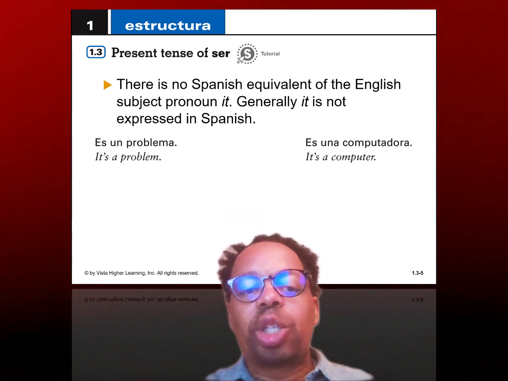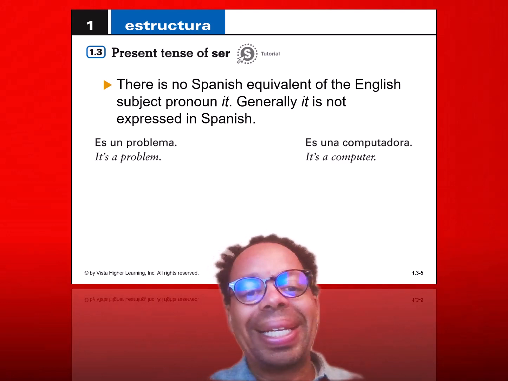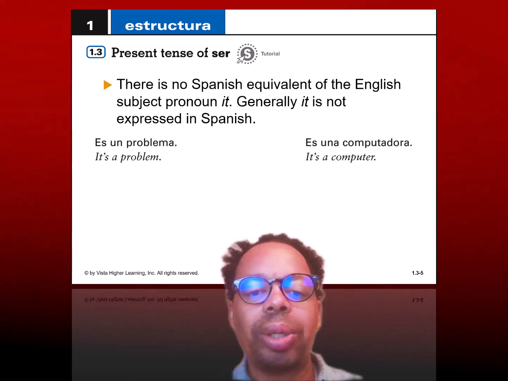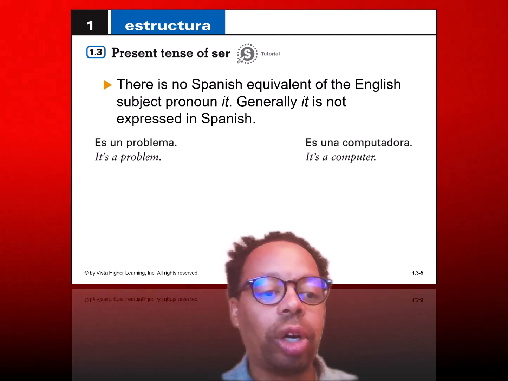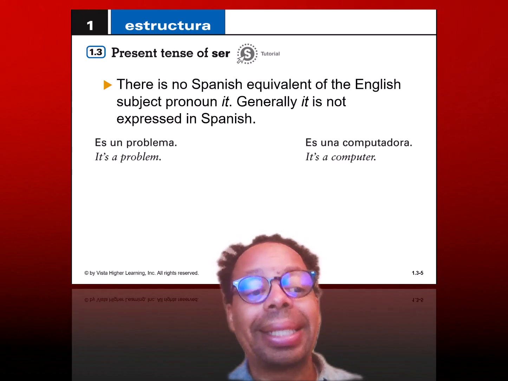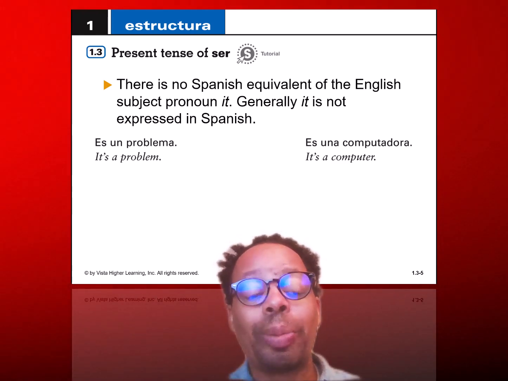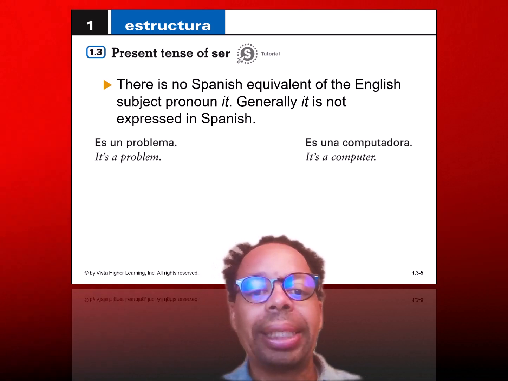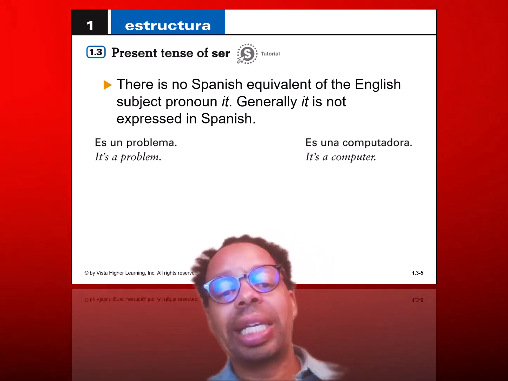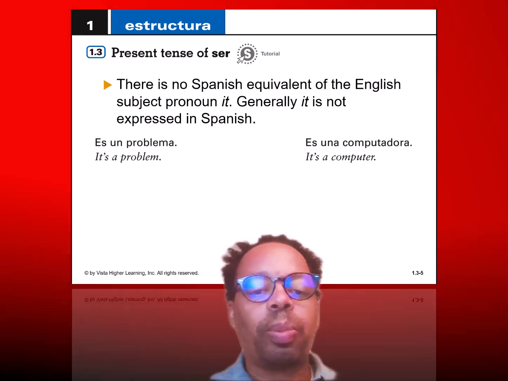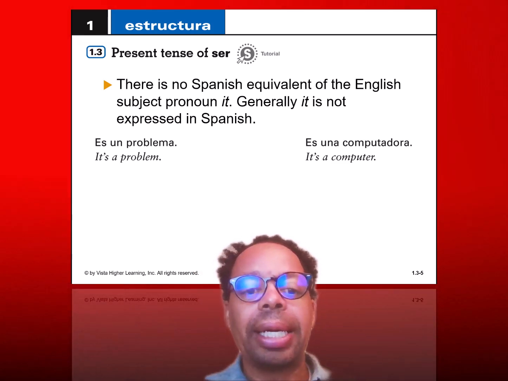There is no Spanish equivalent of the subject pronoun it. Generally, it is not expressed in Español, no? So we don't have an it, but it is included in the verb. Es un problema. Es un problema. We know that it's included in the verb es, no? Es una computadora. Es una computadora. So we understand that it is included in the verb es, which is the third person singular form of this verb ser, which we're going to look at.